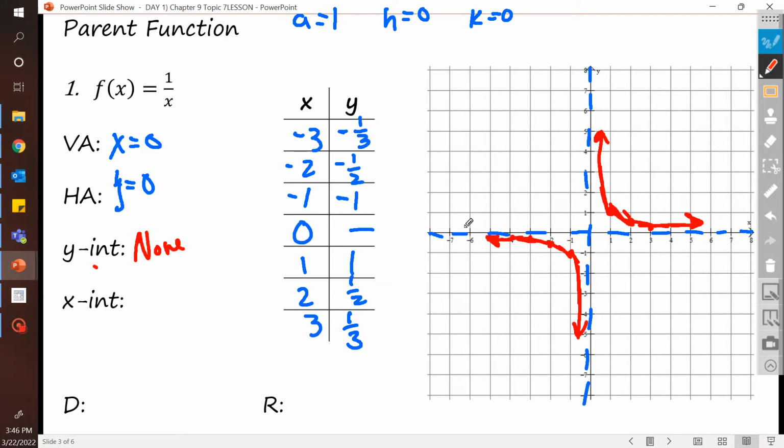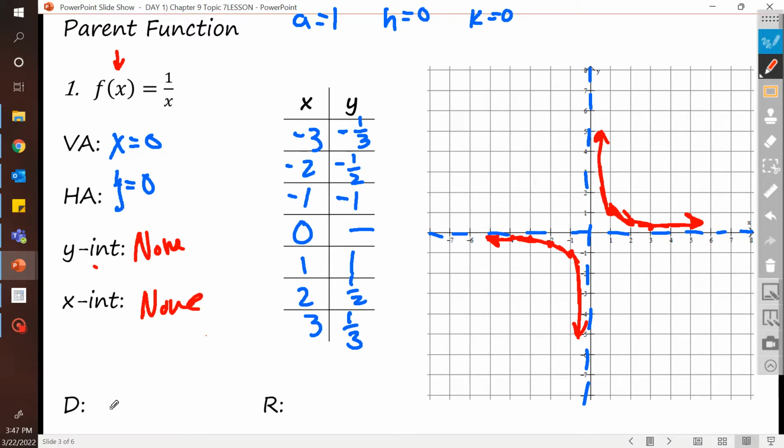The x-intercept is kind of the same thing. If you wanted to find the x-intercept, you would set the equation equal to 0. You'd get 0 equals 1 over x. But this does not have a solution. You multiply by x and you get 0 equals 1, which doesn't make any sense. So there also is no x-intercept, and that is specifically because the asymptote is on the x-axis. So there's no x-intercept either.